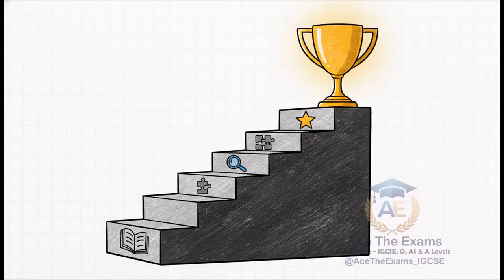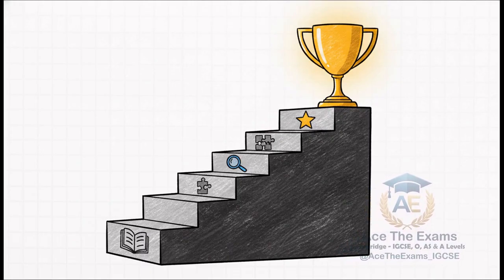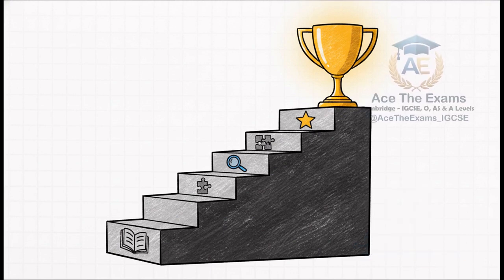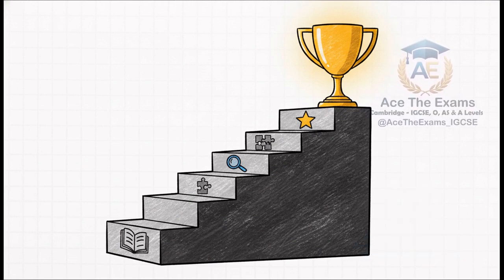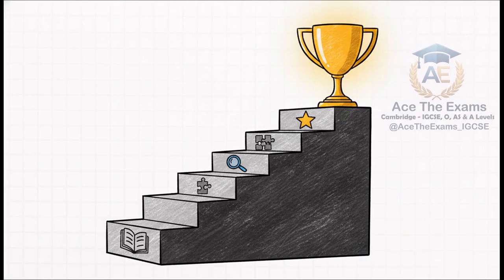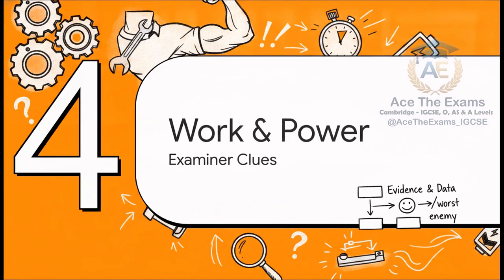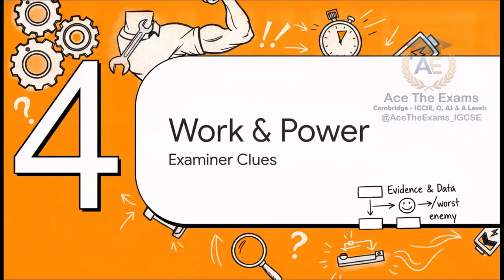A top-band answer is always going to include correct terminology. It explicitly states the equation before doing anything else. It substitutes values with their units clearly written out, and it strictly fulfills specific command words like describe, explain, or calculate. All right, it's time to dive into that hidden examiner clue I promised you regarding work and power calculations.